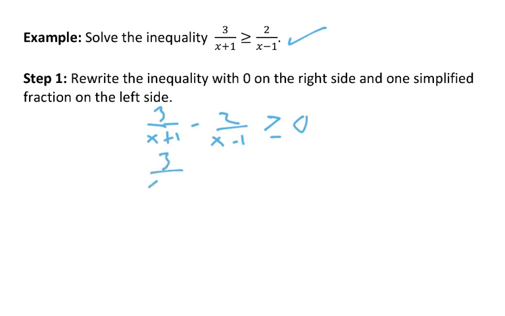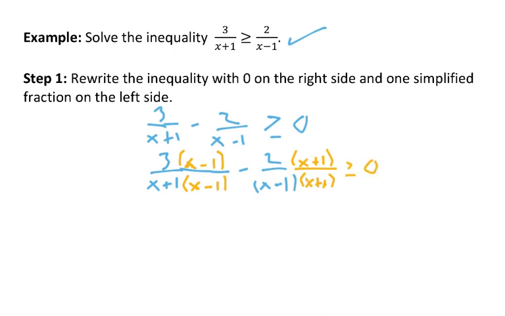If I take the first fraction and multiply numerator and denominator by x minus 1, like this, and take the second fraction and multiply numerator and denominator by x plus 1, there will be a common denominator of x minus 1 times x plus 1. And that'll all be greater than or equal to 0.